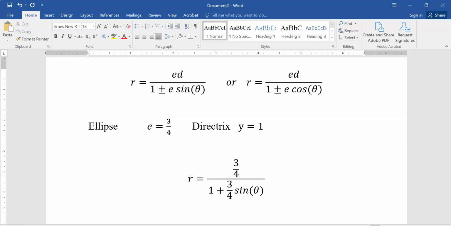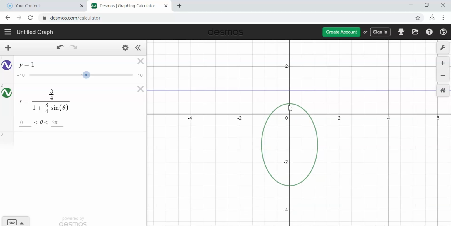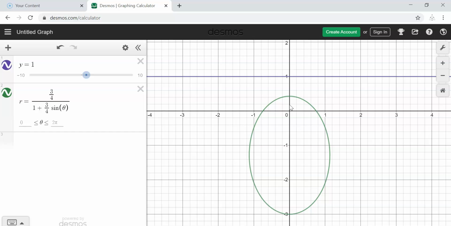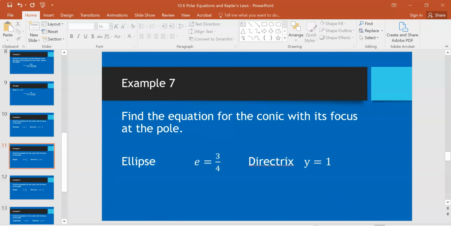You can confirm that by graphing. Let me show you my graph of that. My graph looks like this. So you can see that we do get the right type of graph. And here's our directrix once again at 1, and you can see what's happening here. So that's the idea. So let's do another version of that.